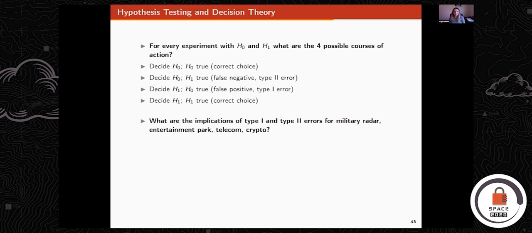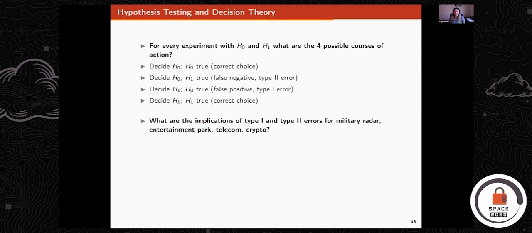And we always have four possible outcomes. We decide H0 if H0 is true. That would be the correct choice. We decide H0 if it was H1, so basically that's a false negative. We also have a false positive, and we decide H1 if it was H1. So that's a correct choice. So you have a correct choice in two of those cases, and the remaining two that are not correct can be either false negative or false positive.